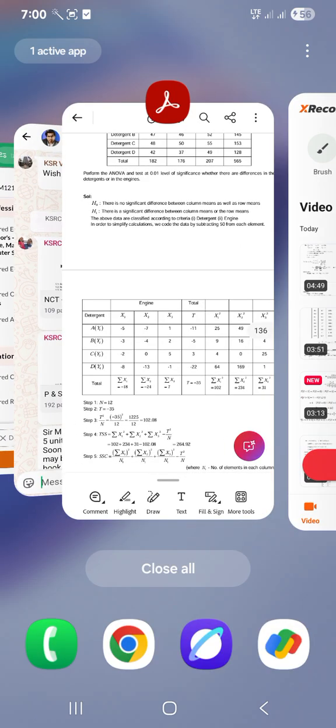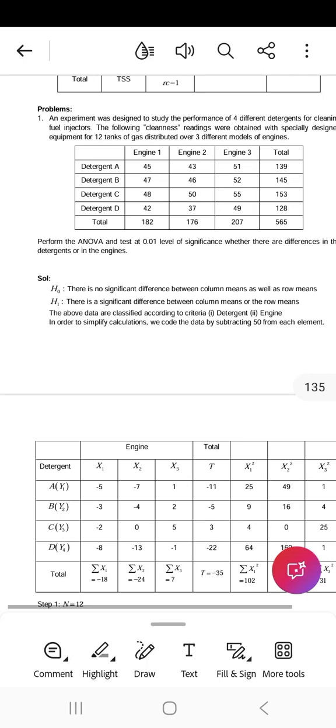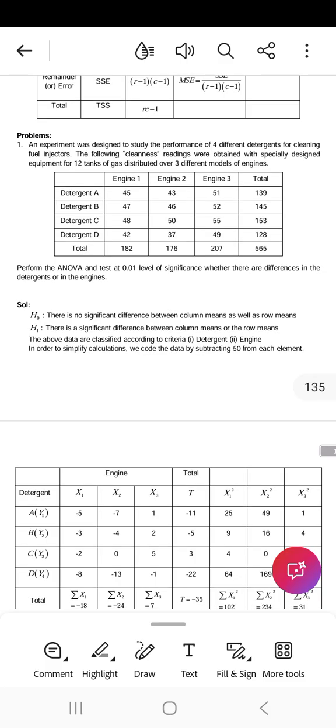Hello students, in this video we are going to discuss a problem that comes under two-way classification in design of experiments. The problem is: an experiment was designed to study the performance of four different detergents for cleaning fuel injectors. The following cleanliness readings were obtained with specially designed equipment for 12 tanks of gas distributed over three different models of engines. That is, four different detergents versus three different engines.